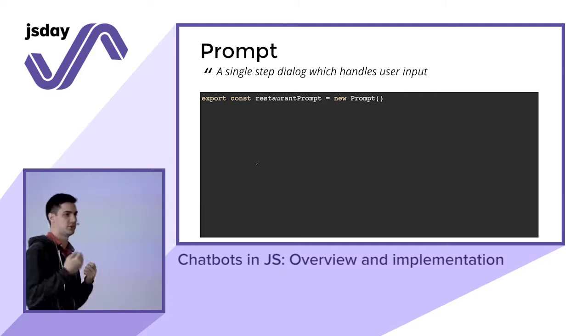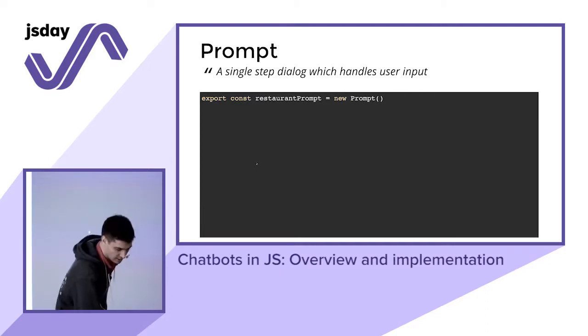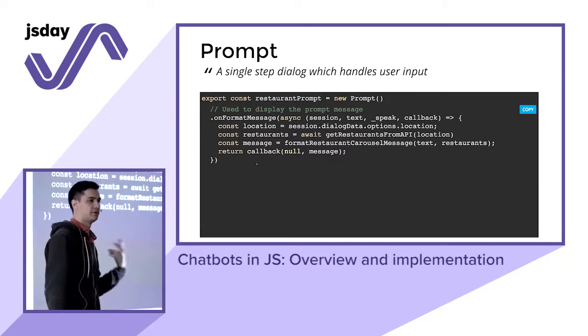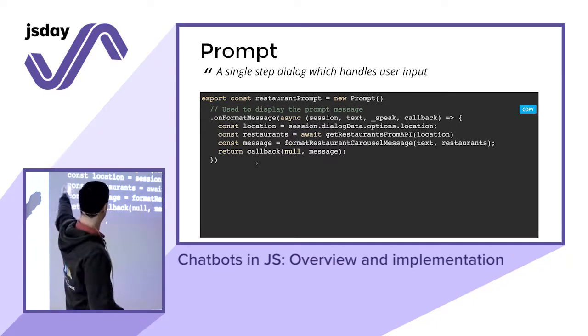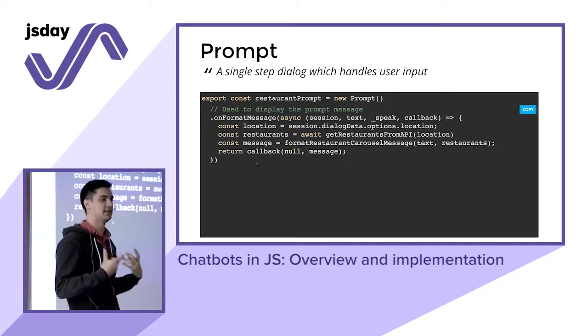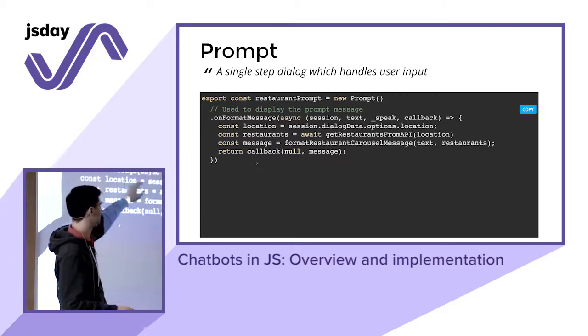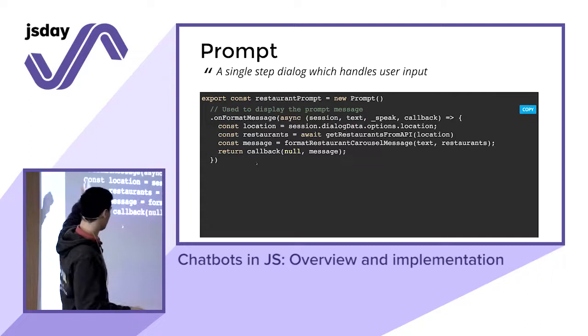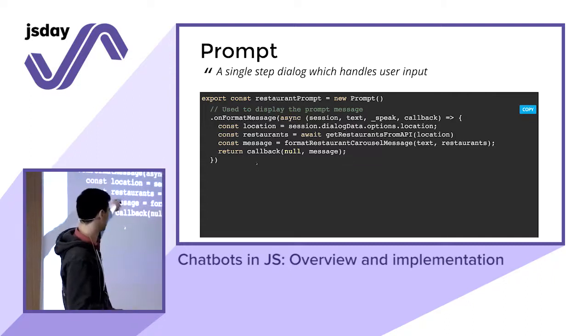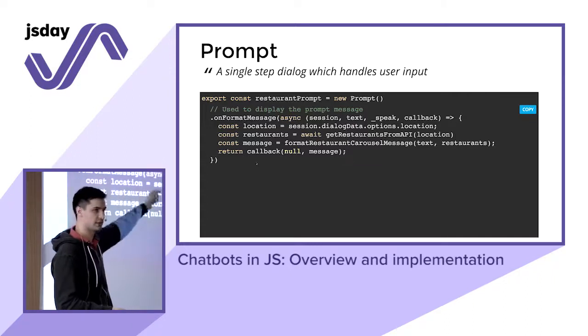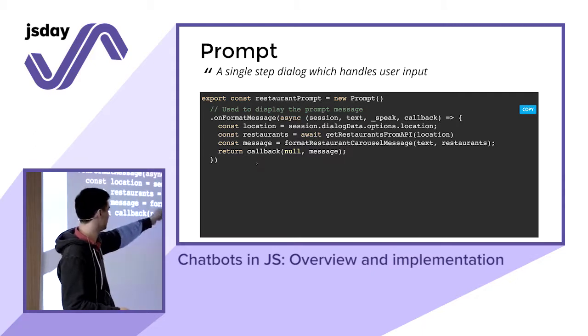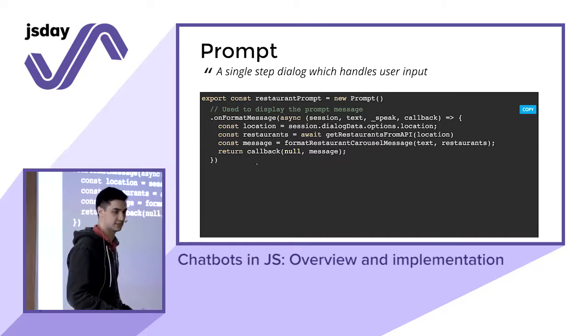To do that, we need to implement two methods. The first one is the onFormat message. In this case, it's used to display a list of restaurants. How does it work? We retrieve the location from the parameters, fetch a list of restaurants, format a message using this list of restaurants, then call a callback to send out the message.